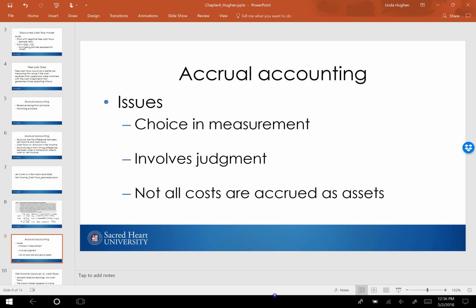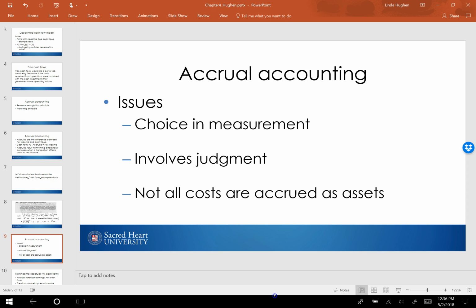Another issue is that accruals involve judgment. Think about when the manager is trying to determine an estimated useful life on equipment or a building. They have to use some discretion there, or if the manager is trying to estimate bad debts expense. Clearly, management can use this judgment to influence earnings upwards or downwards, whatever that manager is looking to do for that specific period.